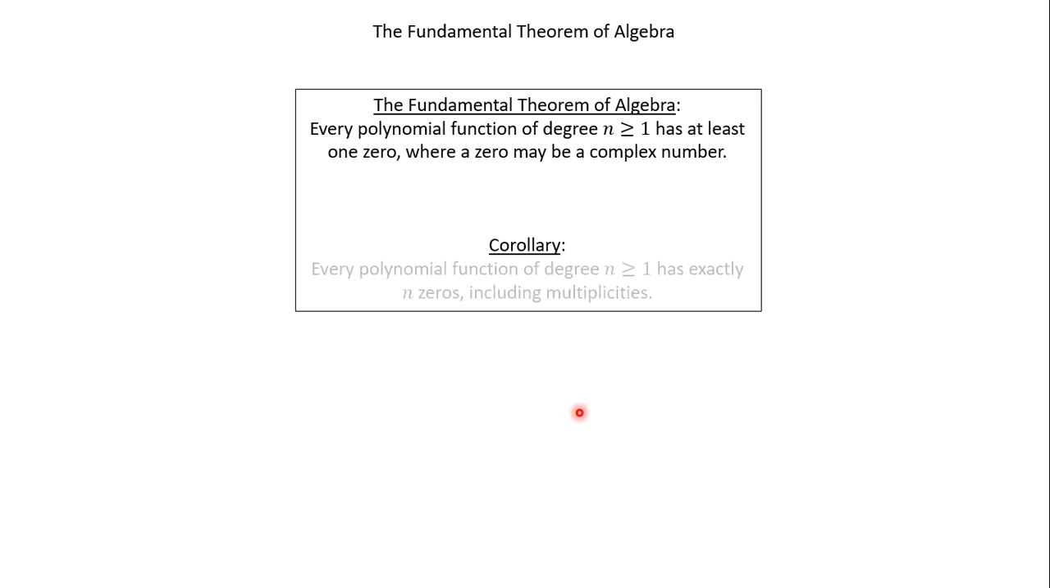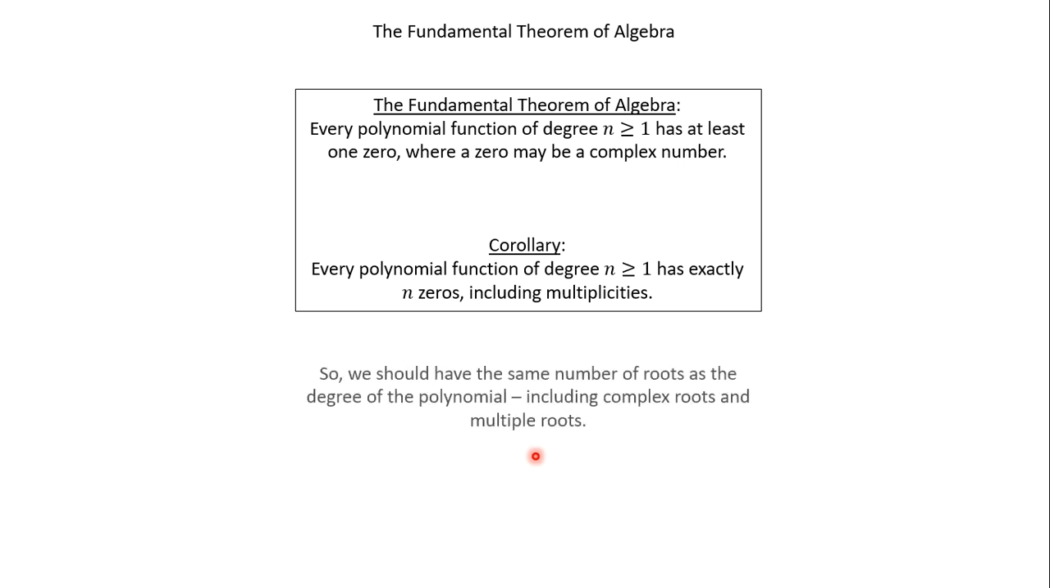Anyway, the corollary was every polynomial function of degree n, where n is greater than or equal to 1, has exactly n zeros, including multiplicities. So that means we have the same number of degrees as zeros. When we have x to the fourth, we're going to have 4 zeros. When we have x cubed, we're going to have 3 zeros. If we have x to the seventh, we will have 7 zeros. We've seen that. We've already been counting the zeros that we've had. That's all this says. It tells us how many zeros to expect.